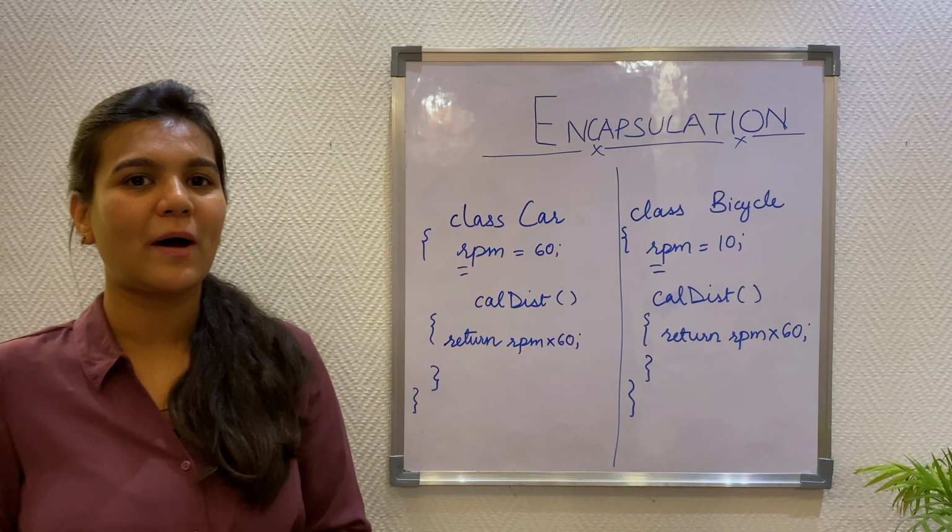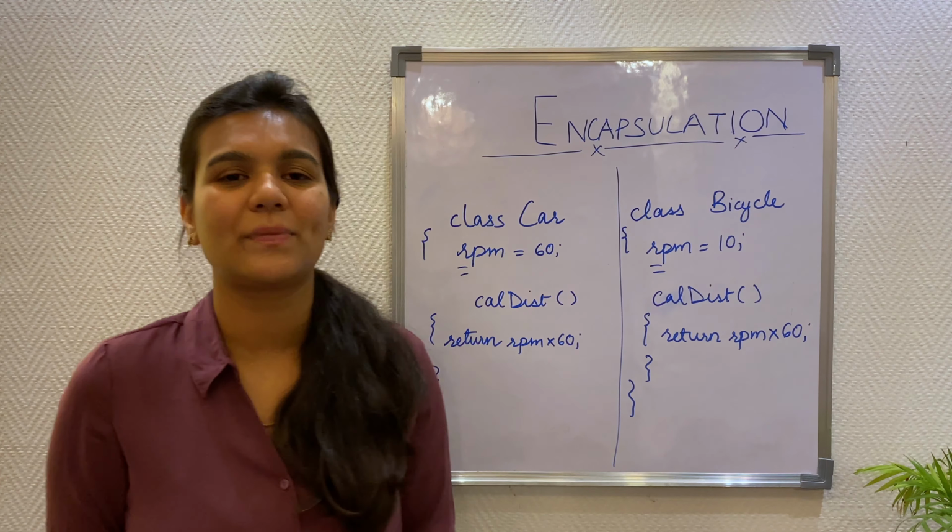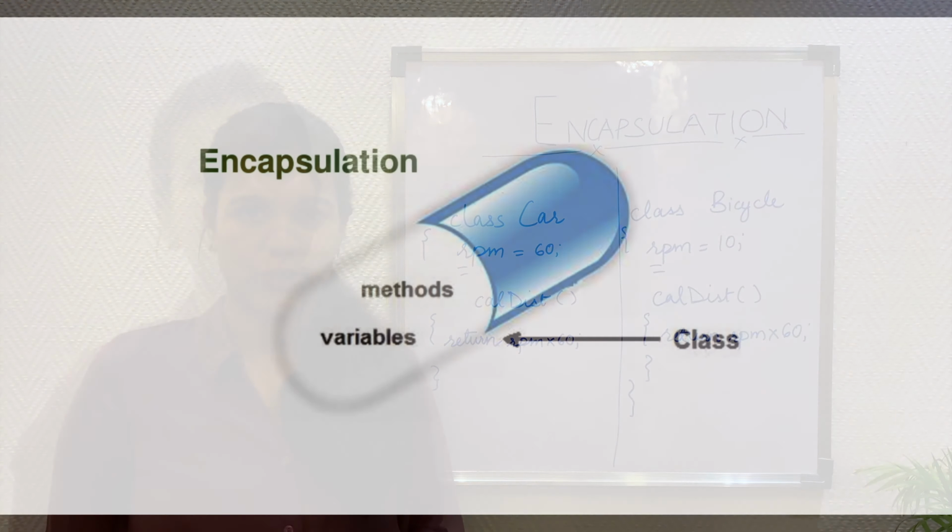Today, I'm going to talk about the 4 pillars of object-oriented programming. So let's just get started. The first concept is encapsulation.